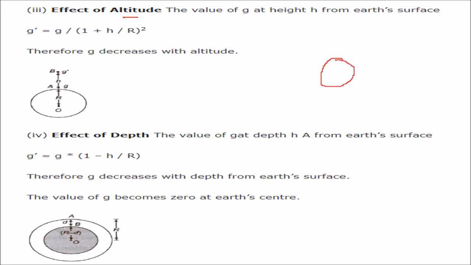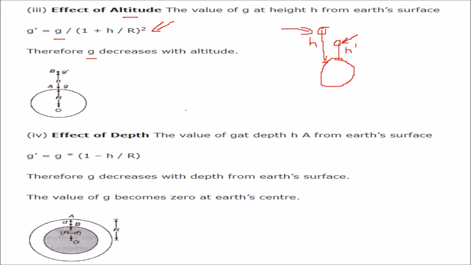If we have a body here at a distance h, and a body here at a distance h dash, which of these bodies will experience more gravity? The value of g at height h from the Earth's surface is given by g dash equal to g by (1 plus h by R) whole square. So in this scenario, g decreases with increasing altitude, and this one is going to feel more gravity than this one.